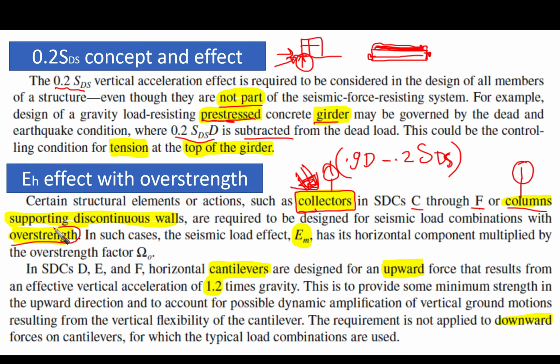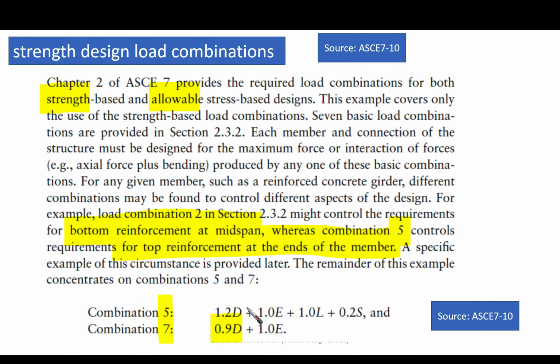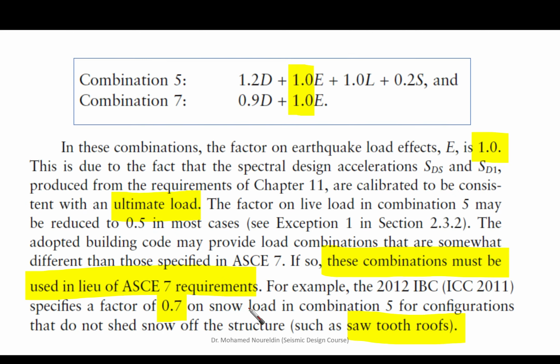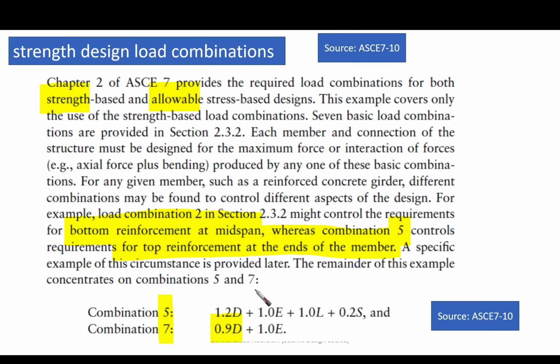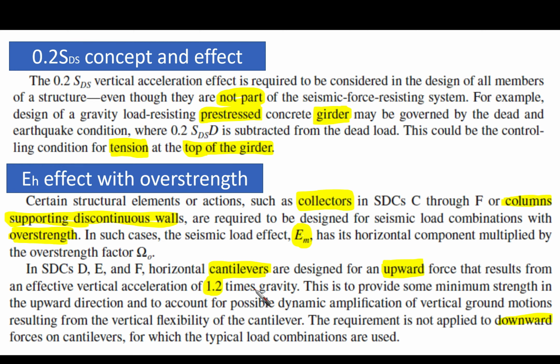So now we can understand the meaning of the overstrength and when we can use it. In such cases, the seismic load effect, Em, which is the maximum, has its horizontal component multiplied by the overstrength factor. We're going to see this shortly. I'm going to show it to you here. Anyway, we are going to see this overstrength load combination maybe at the end of the video.